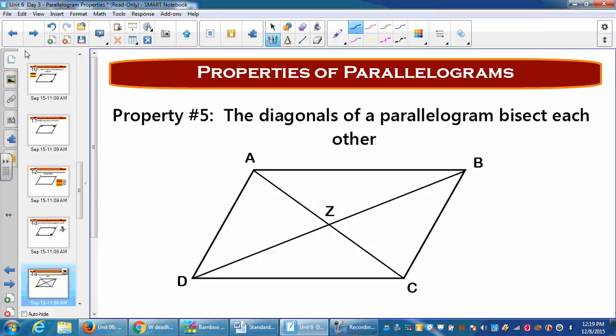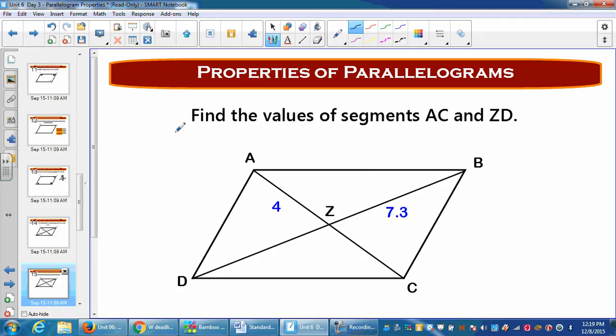Property number 5. The diagonals of a parallelogram bisect each other. So when I draw in these diagonals, this side is congruent to this side. DZ is congruent to ZB. So if I have a situation like this, if AZ is 4, ZC is also 4. If ZB is 7.3, ZD is also 7.3.